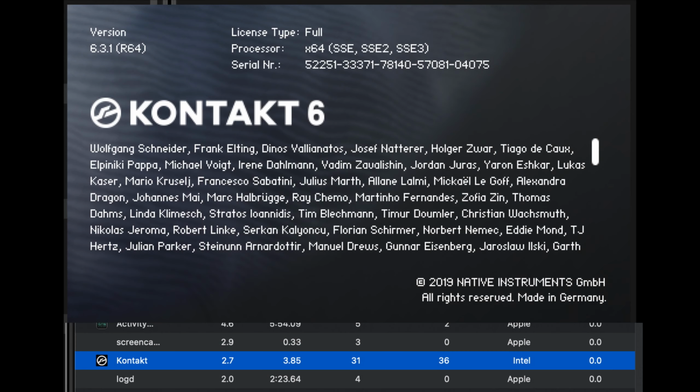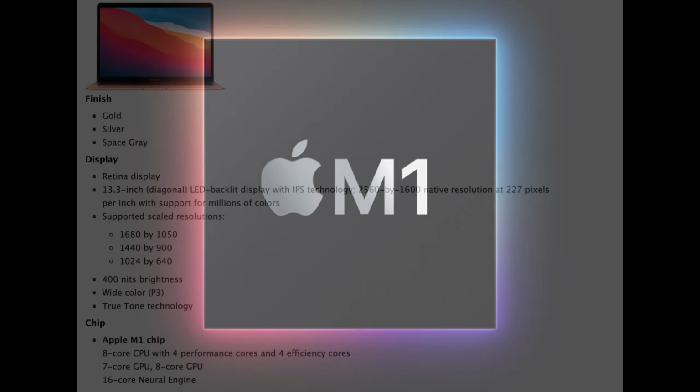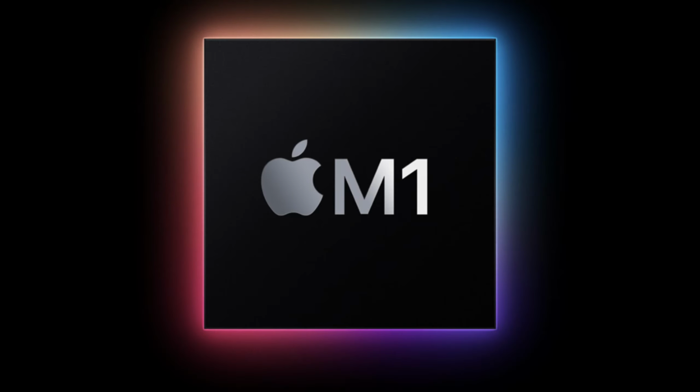Please be aware that Native Instruments' Kontakt 6 was running on Rosetta, because at the current moment it is not ported yet to M1. Other than that, the M1s were exactly the same, so it's the 8 CPU and 7 GPU version of the MacBook Air M1, so the comparison is exactly the same on the two.